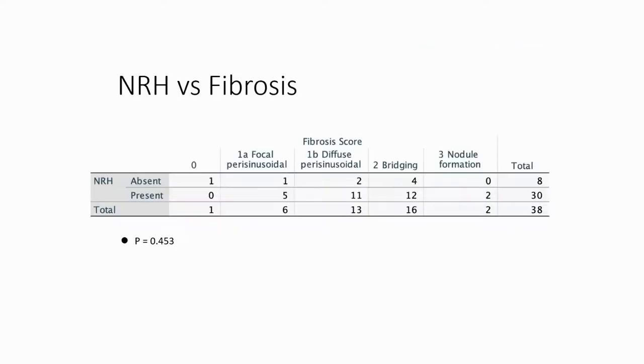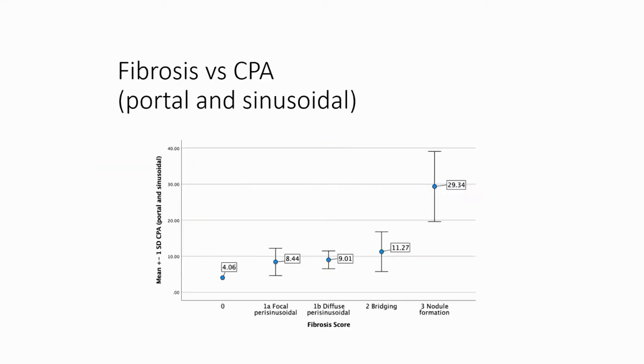So as you can see, in a proportion of patients we couldn't see nodular regenerative hyperplasia, but in the majority it was present, and you see that it was very often associated with the presence of fibrosis from mild up to severe fibrosis. So certainly not mutually exclusive. If we move to the next slide, please.